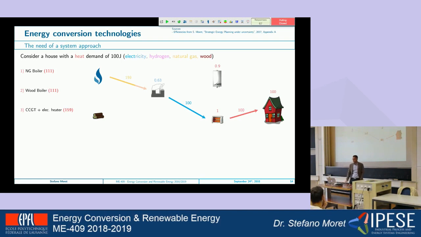The third option is that you can heat your house using electricity. How do you do that? You use an electric heater, which is roughly 100% efficient. It's basically a resistance that uses electricity. Electricity is produced in a power plant that you'll also study in the course. It's called a combined cycle gas turbine. In this way, to produce these 100 units of heat, you need 100 units of electricity, which in turn need 159 units of gas.